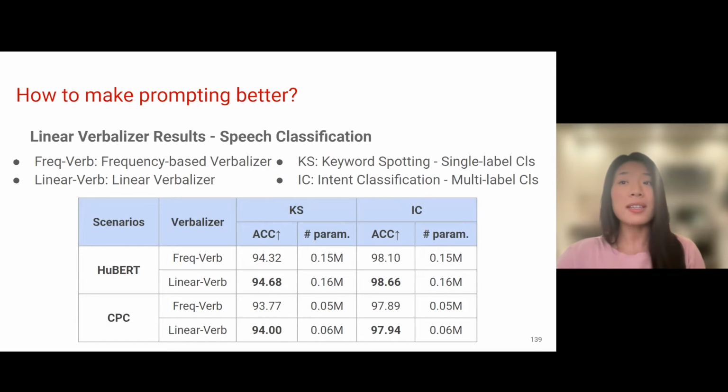In comparison, the frequency-based verbalizer is a baseline approach, which sorts out the top frequent pseudo classes to directly be the ground truth labels. The results in the table show that the linear verbalizer can always improve the accuracy of the prompt tuning method on the 2 speech classification tasks with both Hubert and CPC representations. These contents briefly conclude the experiments of the prompt tuning method.